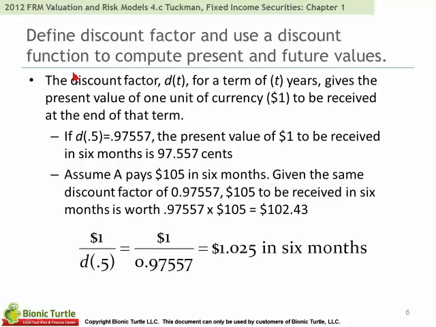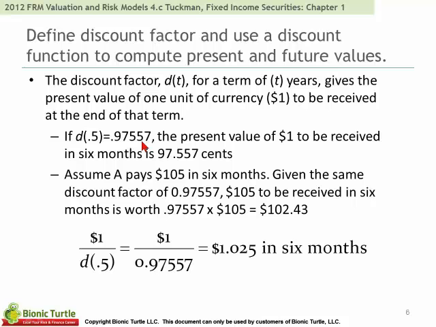The first is the discount factor. Notice the notation here, D of T. This gives the present value of 1 unit of the currency to be received at the end of the term. So, for example, here's D of 6 months, or probably just best to say the 6-month discount factor. And so notice it's 0.97557.